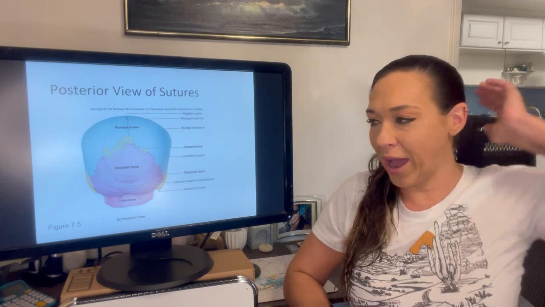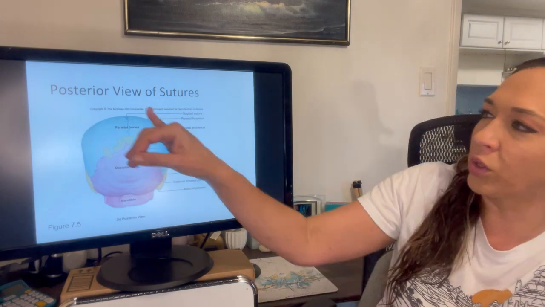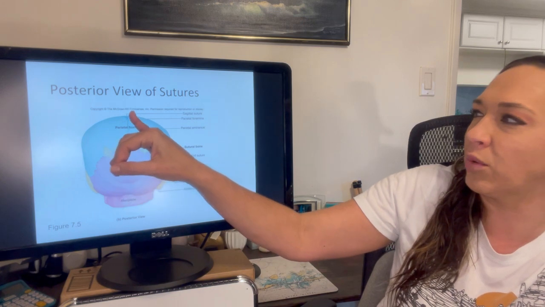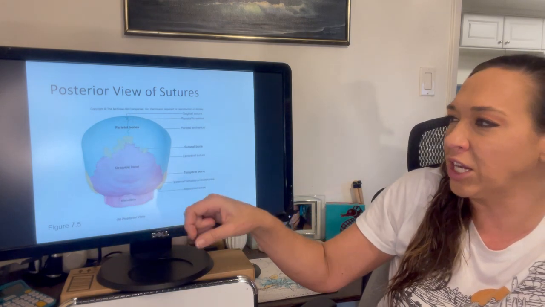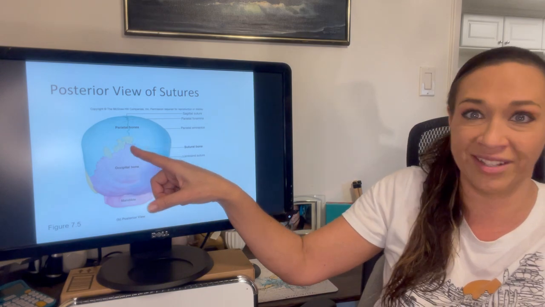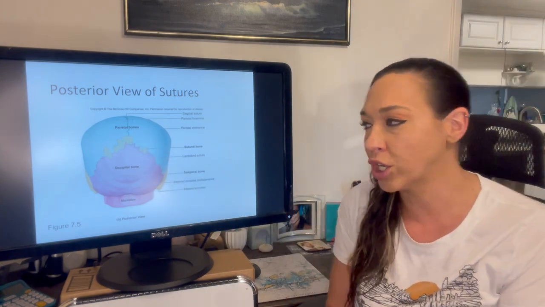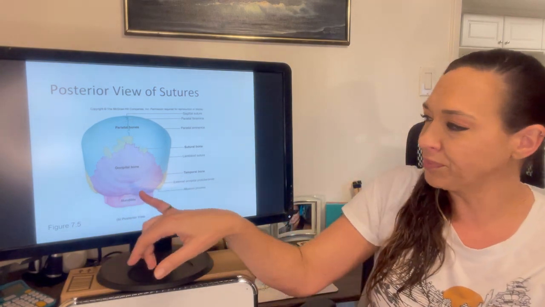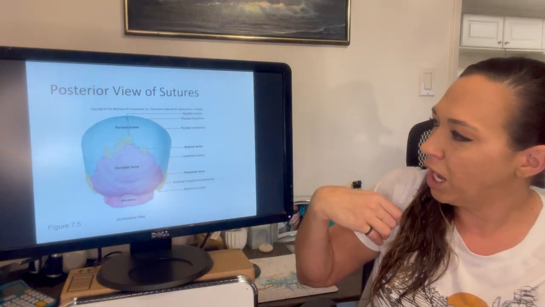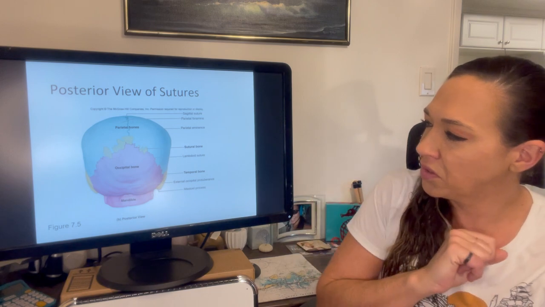Looking at the back view right here, the posterior view, we're coming down here, just exactly what we saw, that sagittal suture. We've got the lambdoid suture coming right here. This is our sutural bone, makes sense because it's going right along a suture. You've got your big occipital bone, that's going to be the back of your head right here. And then that's pretty much it. Let's call these guys.